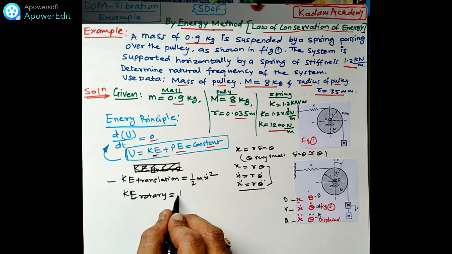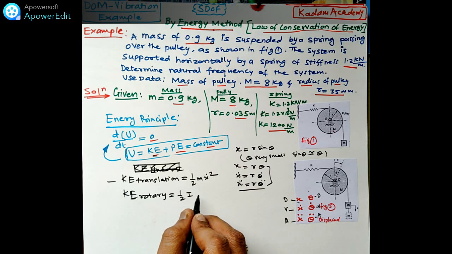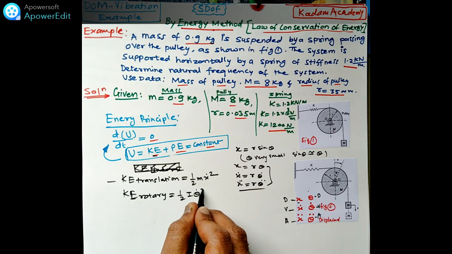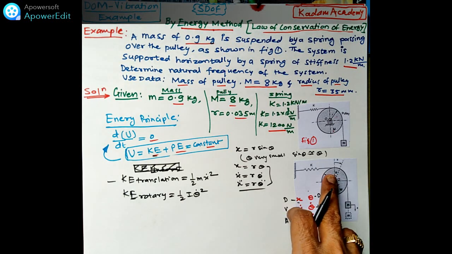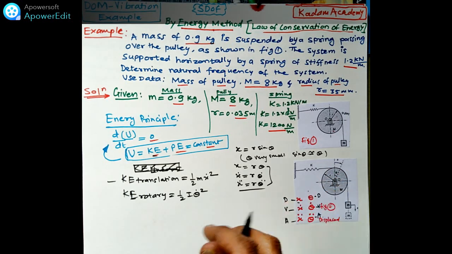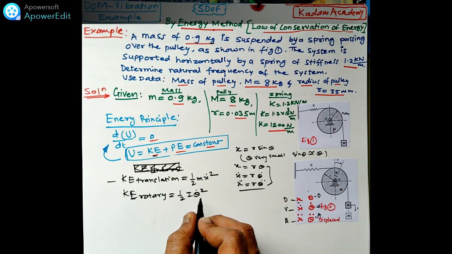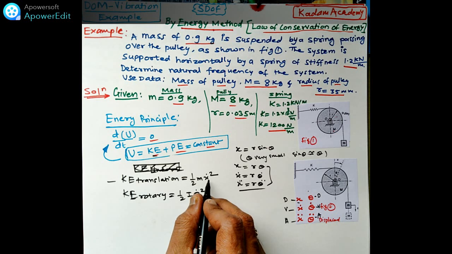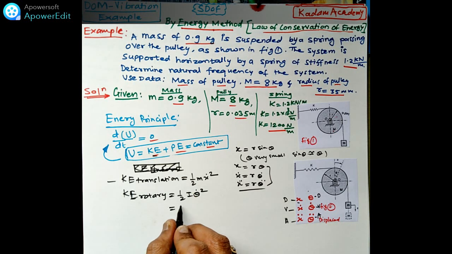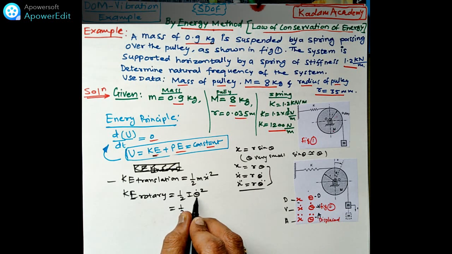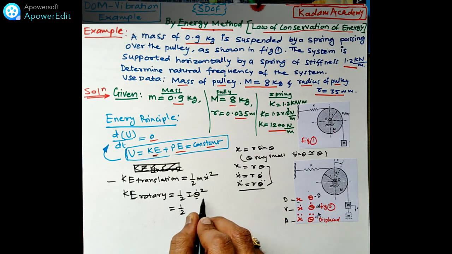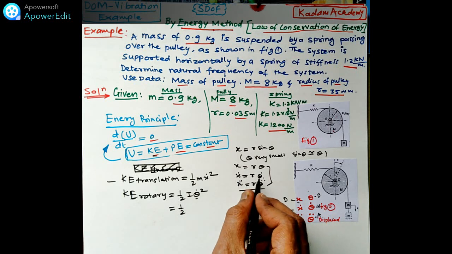How can we find this? Half into I into theta dot square. As it is rotating, we can find the rotary KE by using this. But we have to keep it in terms of theta or x, and we are keeping it in terms of x. So just put the value of theta dot here as x dot by r.